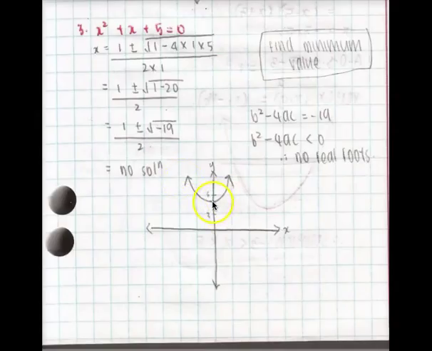But look, the y-intercept here is 5. It definitely has no real roots. And the reason it's got no real roots is because the discriminant is negative. So if the discriminant is less than 0, then there are no real roots. We're going to look now at the fourth case.